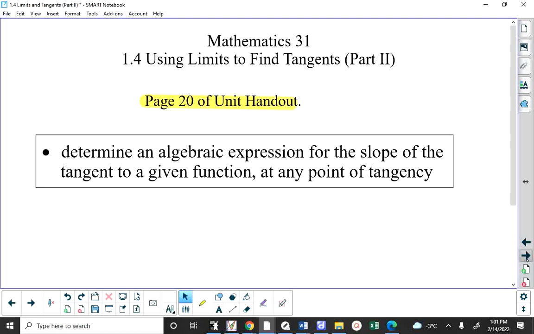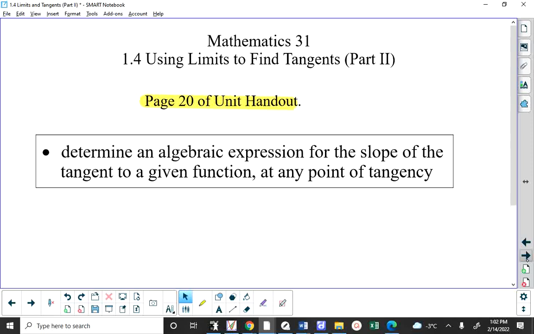It's something that you have to get used to doing that's kind of difficult. So as a review here, what we're going to be doing is, rather than worrying ourselves about finding the slope of a tangent to a function at one specific point, what we would like to do is come up with an expression you can use to find the slope of the tangent at any point.